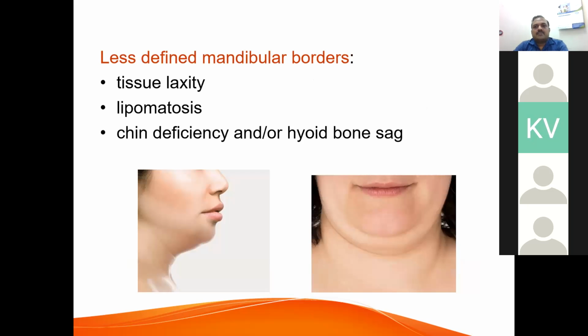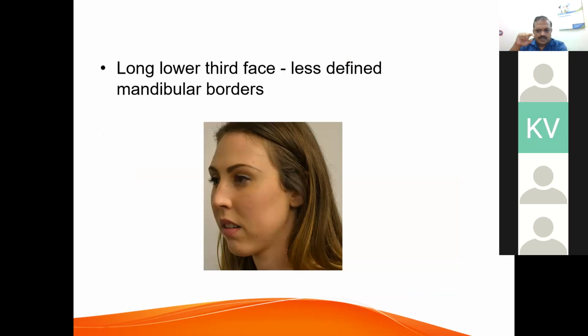So the less defined mandibular borders can be mainly a skeletal cause or a laxity of the soft tissue. The patient can have a double chin, or excessive lipid deposition, lipomatosis, or a low positioned hyoid bone. When the hyoid bone is positioned low, then however much correction we do, the definition of the lower border of the mandible cannot be achieved. I'll explain the reason a little later.